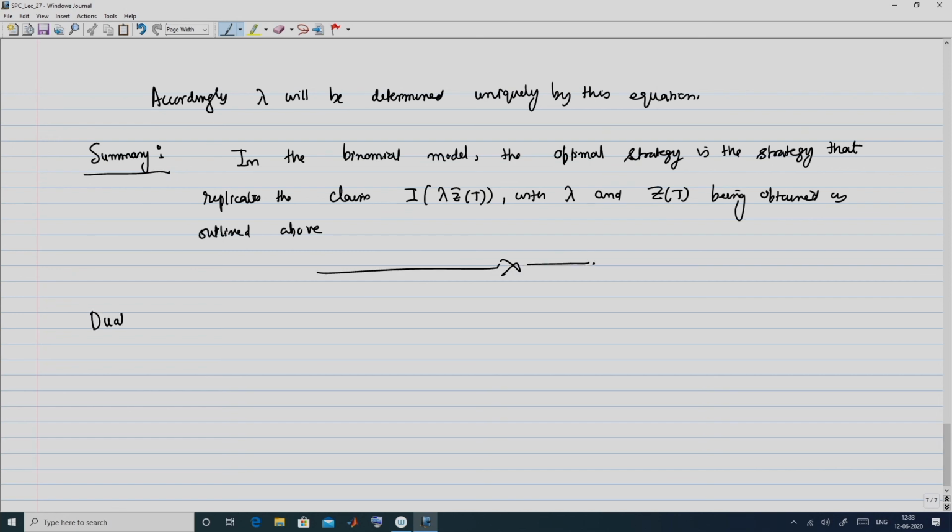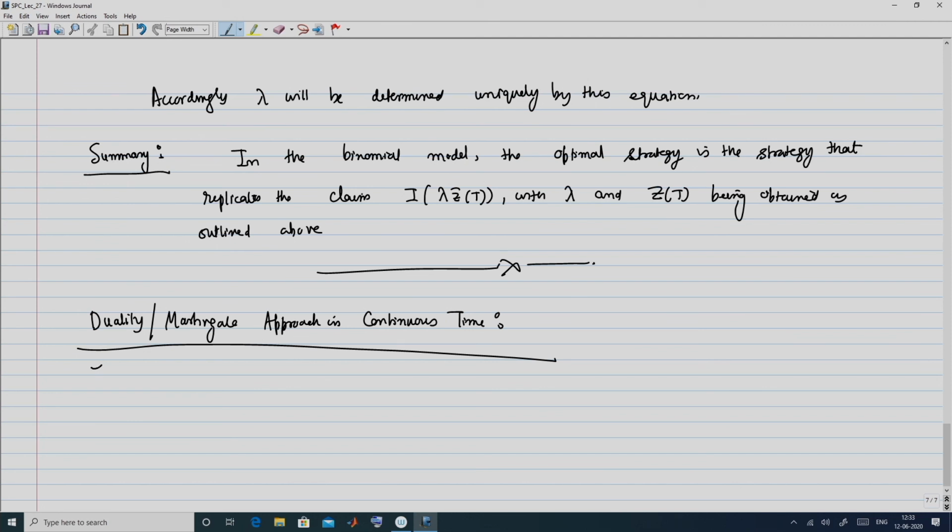So, this brings us to the last topic, the duality or the Martingale approach in continuous time. Let us consider the Black-Scholes-Merton framework, and by this I mean a continuous time model, and the portfolio comprises a stock and a bond. Also recall from our discussion on the HJB equation that theta is equal to mu minus r over sigma. I am just recalling the notation since I am going to use it now.